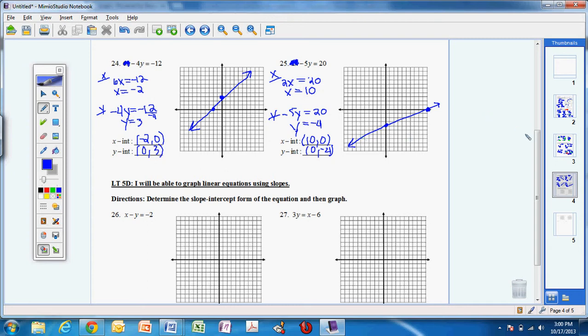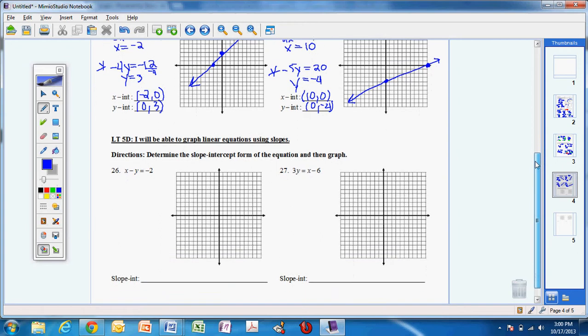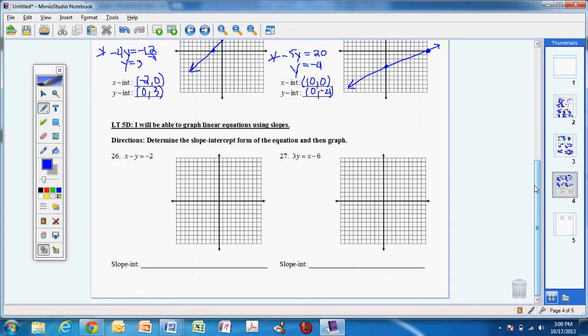So graphing equations using x and y intercepts is one way we can do it. The other way we learned the other day was actually to use slope-intercept form. So in this case, it's in the directions. We actually want to get our equation into slope-intercept form before we can do anything. So in this case, my y is not alone, so I need to subtract x from all sides. And I'm going to be left with negative y is equal to negative x minus 2.